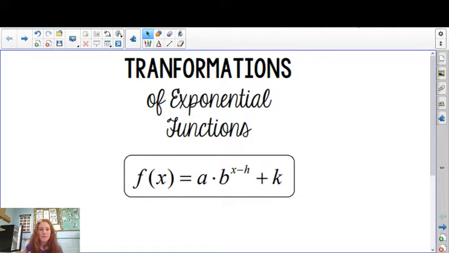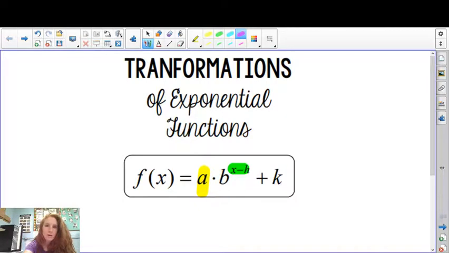Okay guys, we're going to discuss how to transform our exponential function now that we've learned how to graph a basic one. So we are going to identify each term having something specific to do with our problem. Remember, our b stands for our base, or whatever number that we're taking to the exponential power.